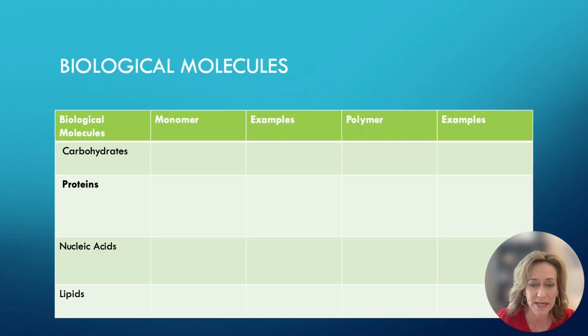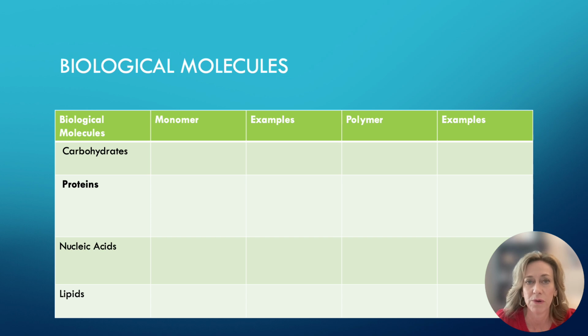All right, so hopefully now you can fill in the carbohydrates, right? What's the monomer? It's a monosaccharide. Examples, glucose, fructose. What's the polymer? Well, we have 4, right? Starch, glycogen, chitin, and cellulose. Okay. The generic polymer would be called a polysaccharide.